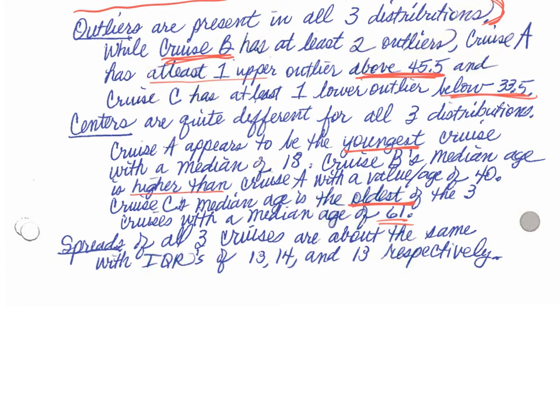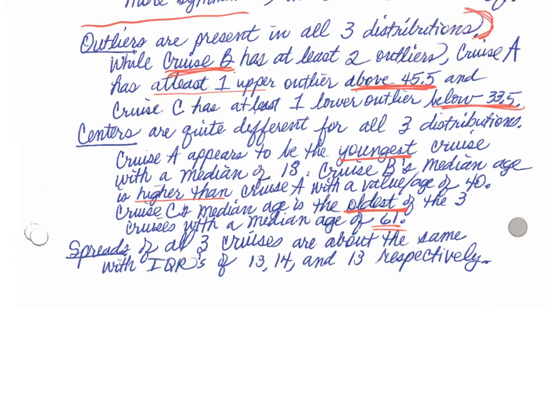So look at what I have done on that problem. I have connected the three things together with comparative language. I have used the oldest and the youngest and higher than. I have put context in there because I talked about cruises and their ages. And I have been specific, listing their medians at 18, 40, and 61. So you want to try and include those three things.